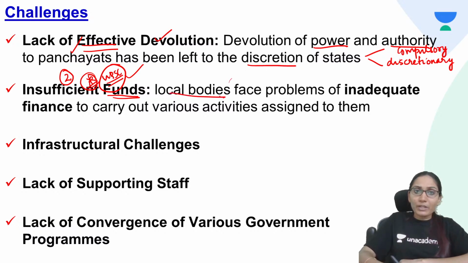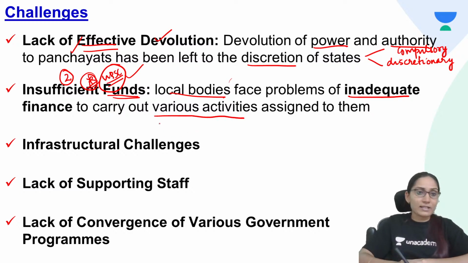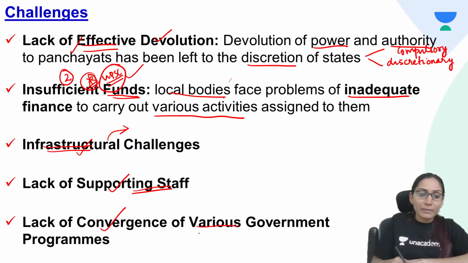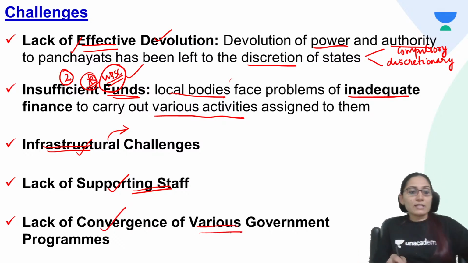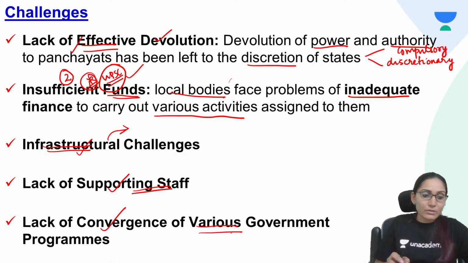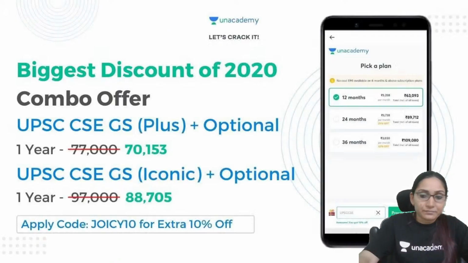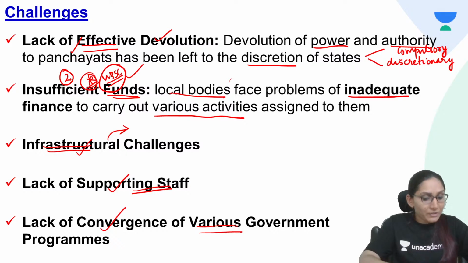The local bodies face problems of inadequate finance to carry out various activities assigned to them. And another one is infrastructural challenges. Again, lack of supporting staff, lack of convergence of various government programs. These are all the other challenges that the Panchayati Raj institutions in the country face. So that is all about Panchayati Raj institutions.